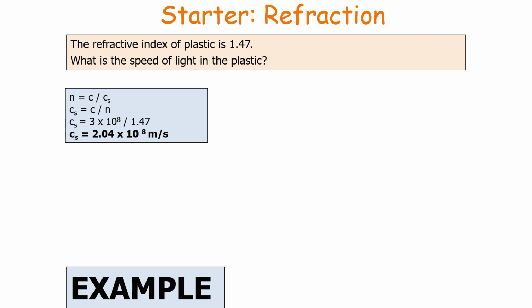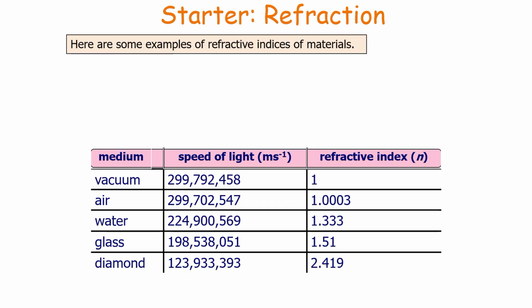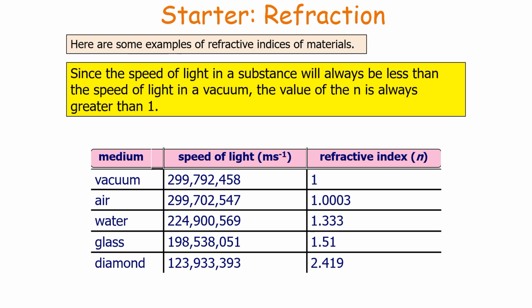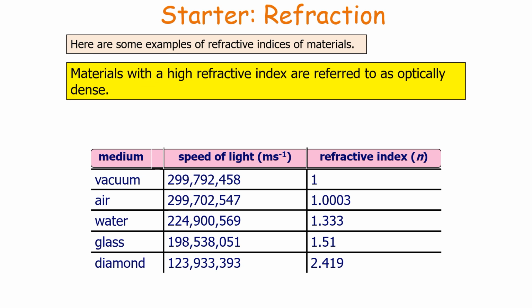Now here are some examples of some refractive indices of materials. Now you'll notice a few things. Firstly, the slower the speed of light in the material, the higher its refractive index. Now, since the speed of light in a substance will always be less than the speed of light in a vacuum, because the speed of light in a vacuum is the fastest speed in the universe, the value of n is always greater than 1. Now, materials with a high refractive index are referred to as optically dense.